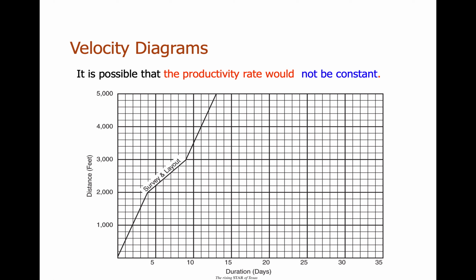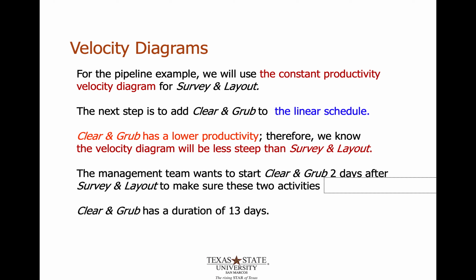So this is something that could theoretically happen with any of the activities on these types of schedules. So it's just something to note that it's possible. We'll continue on to the example and add the next one. We'll use a constant productive rate for this example. The next step is to add the next activity and continue on from there.